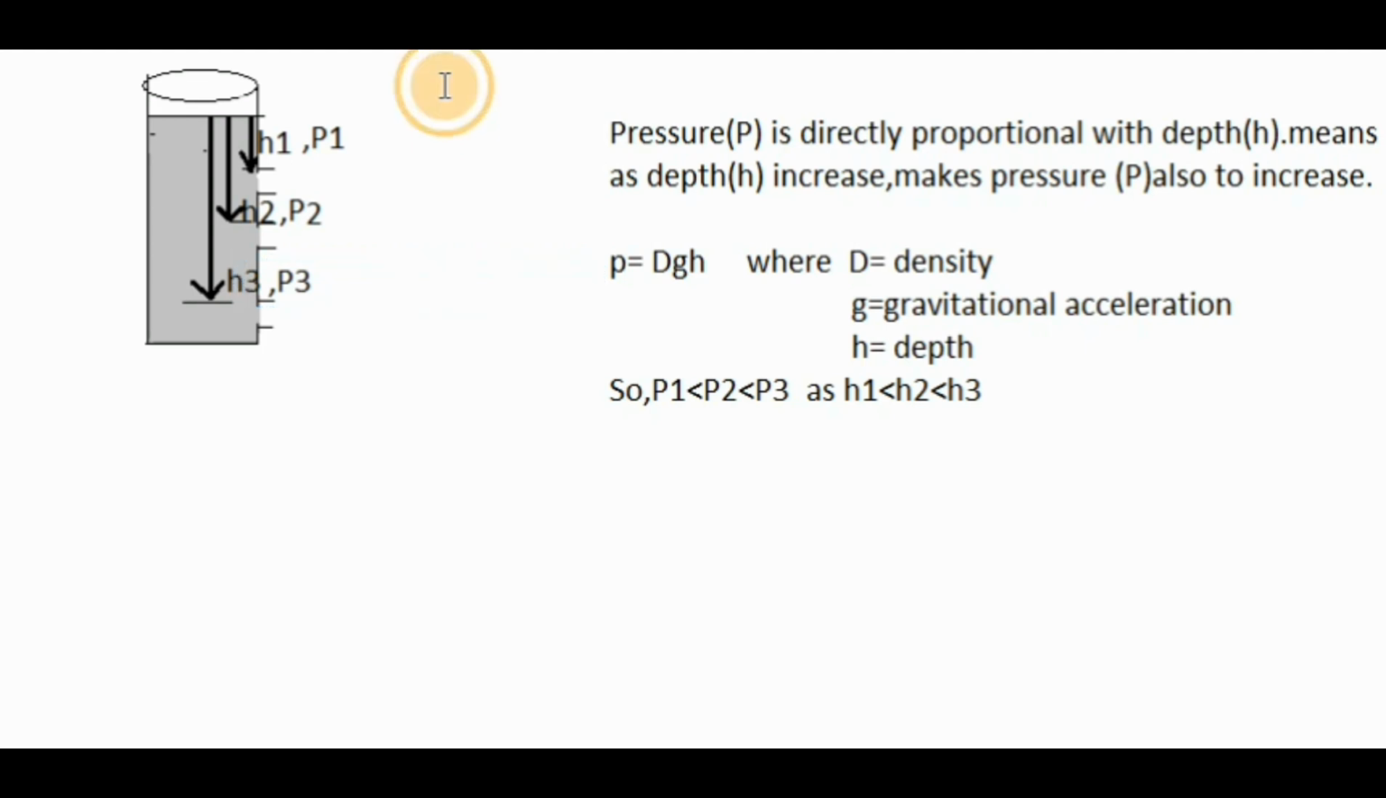And we know that the pressure is directly proportional to the depth. This means that as you are increasing depth, pressure will also increase. As the formula says, the pressure in the fluid is equal to the density times gravitational acceleration times depth. So you see that depth 1 is less than depth 2 and less than depth 3. This means that pressure 1 will also be less than pressure 2 and less than pressure 3, as I've said. So this makes us see the following diagram.